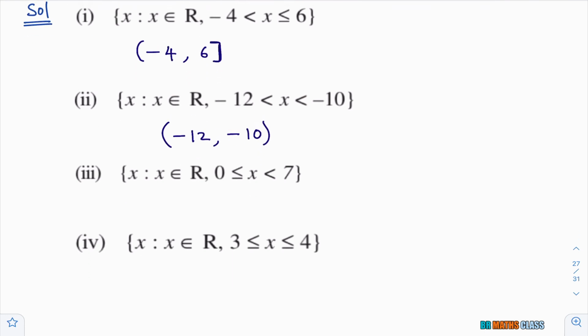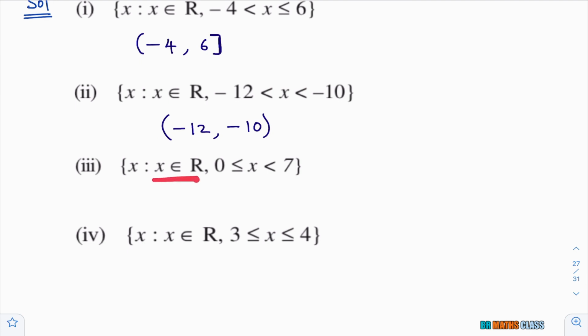You see here, x is a real number and they given that 0 less than or equal to x less than 7. So here simple thing, 0 less than or equal to x, x less than 7. Here for 7, strictly less than symbol they given. That's why this is open bracket. I hope you understand this.